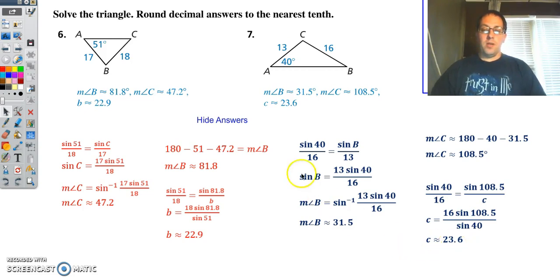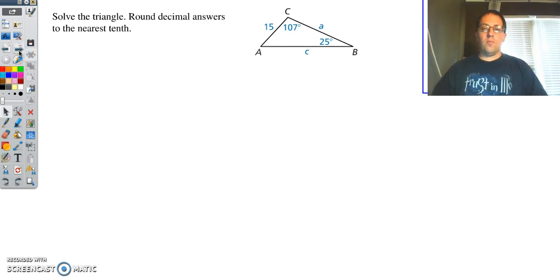All right. Okay, so all we're doing here is just proportions. It does have sine in there, so on some of these we're going to have to do that inverse sine, but that's okay. It's still just proportions. Okay, so what about this?